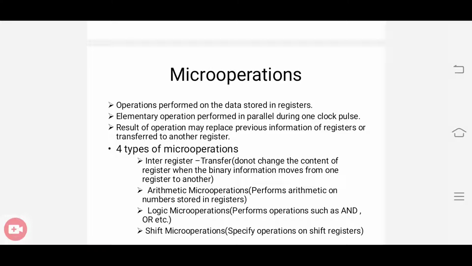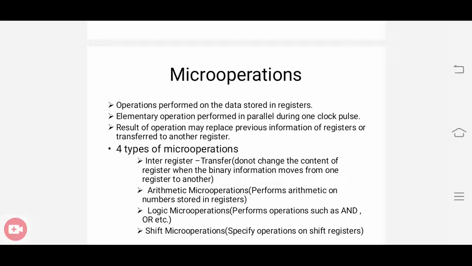Inter-register operations, they do not change the content of register. Actually, the binary information moves from one register to another. That type of operations are known as inter-register operations. And the second type of micro operation is arithmetic micro operation. It performs arithmetic computations on numbers. They are stored in registers.